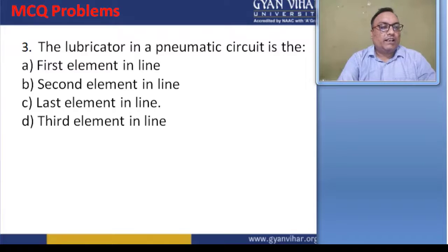The lubricator in a pneumatic circuit is the first element in line, second element in line, last element in line, or the third element in line. For this case, what is the correct answer? I will give 5 seconds for thinking about this question.